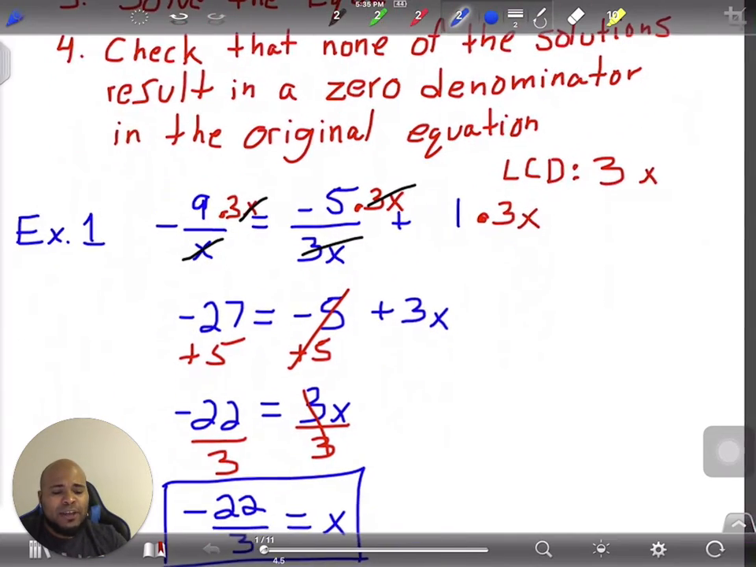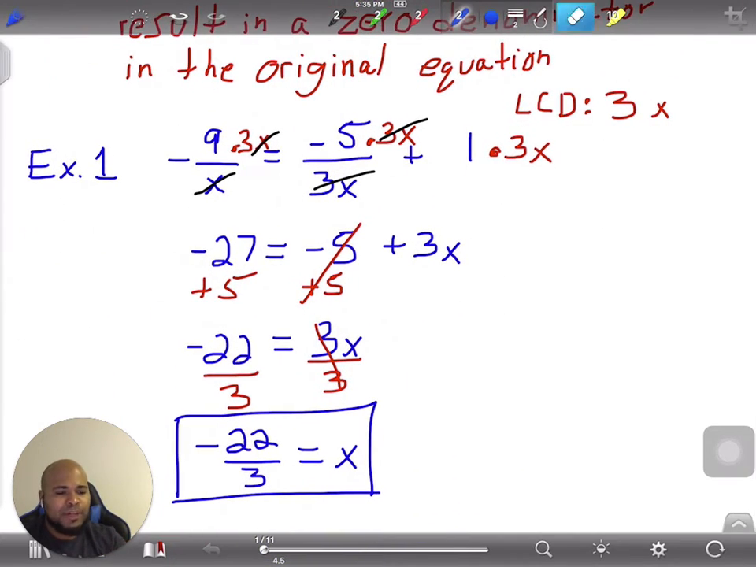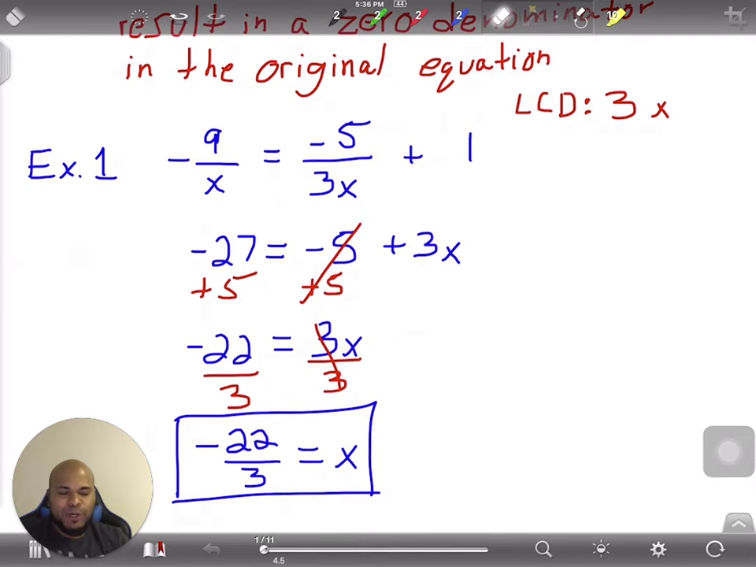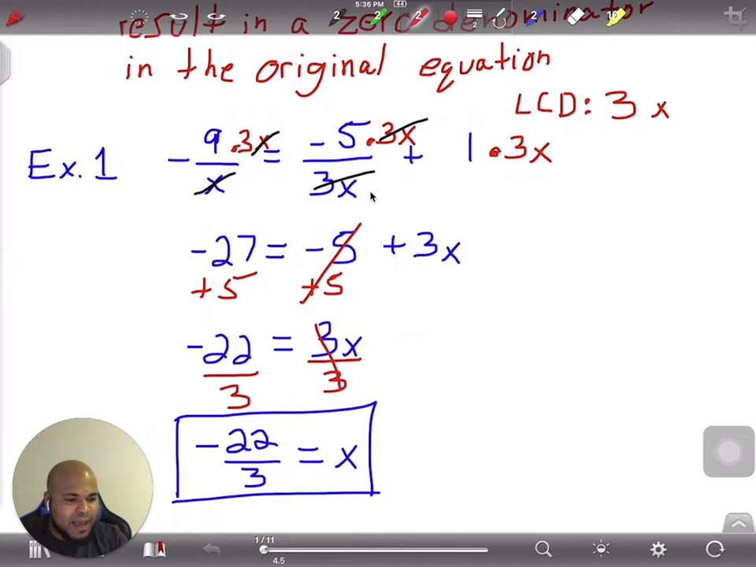So when I looked at my original problem, and I'm going to erase this real quick, the denominator cannot be 0. It cannot be 0 because you cannot divide by 0. So which x value will make these denominators 0? Well, 0. If you plug in 0 here, you get 0. If you plug in 0 here, you get 0. So therefore, over here, when I wrote my least common denominator, I should also have stated that x cannot equal 0.